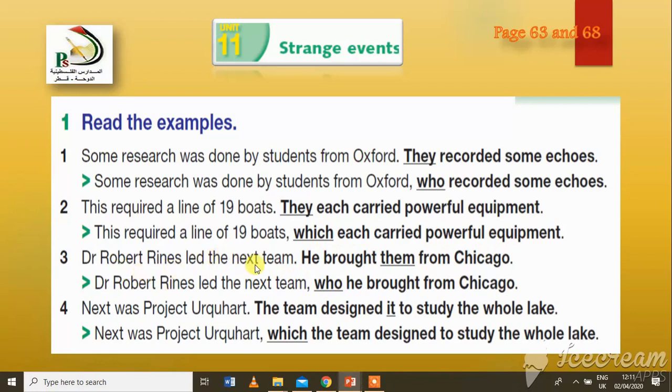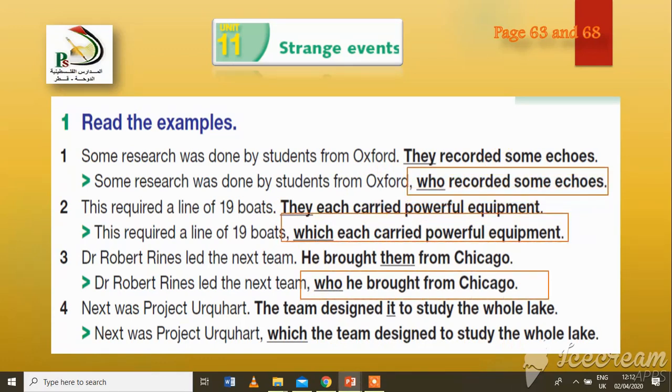Dr. Robert Rines led the next team. He brought them. Dr. Robert Rines led the next team, who he brought from Chicago. Who he brought. Next was Project Urquhart. This team designed it. Next was Project Urquhart, which the team designed to study the whole lake. So here, another difference, in addition to the comma, you can see that we did not use that. That is not used in non-defining relative clauses.